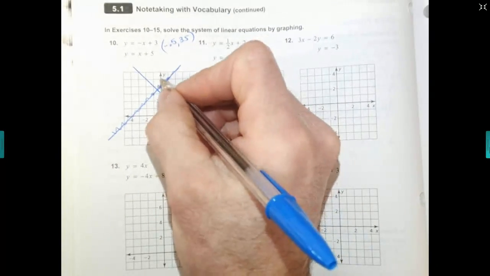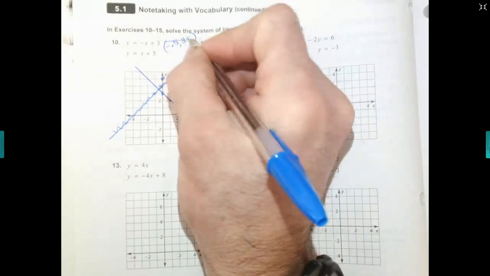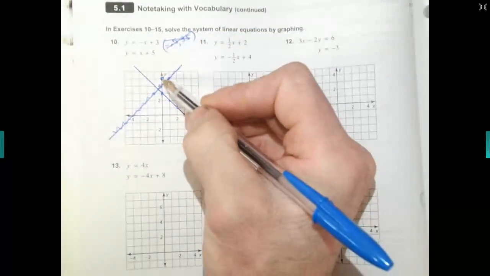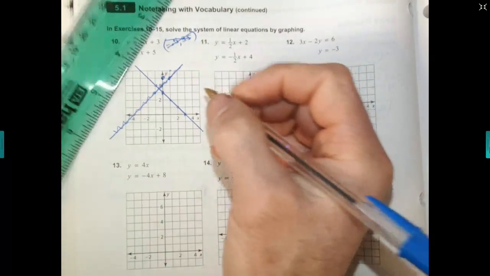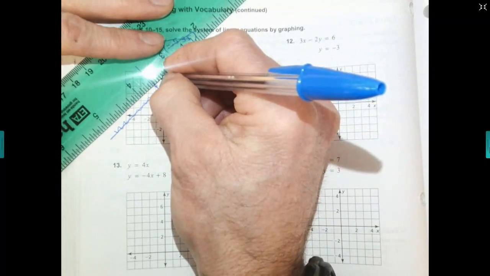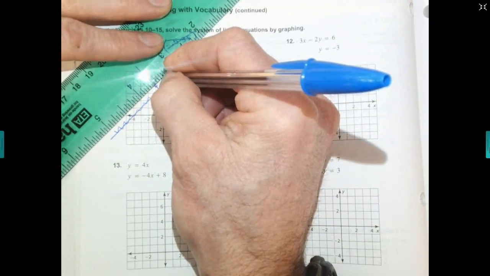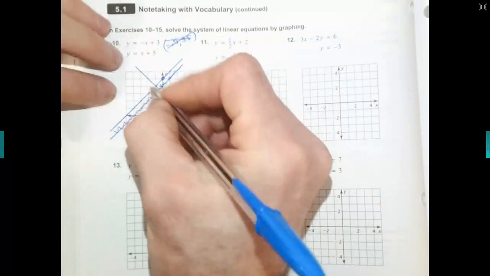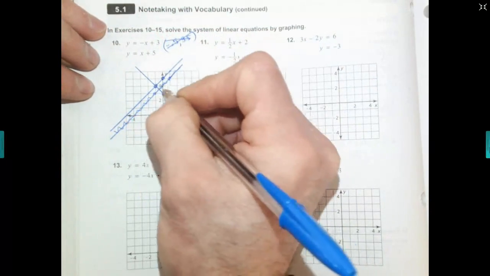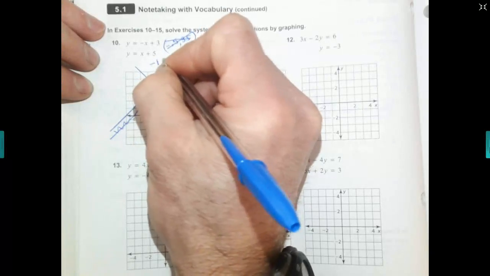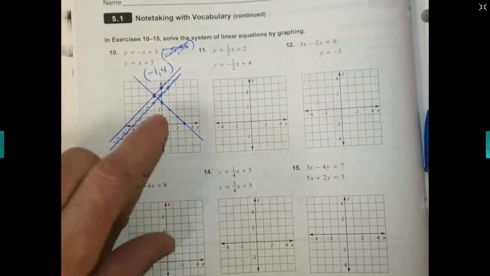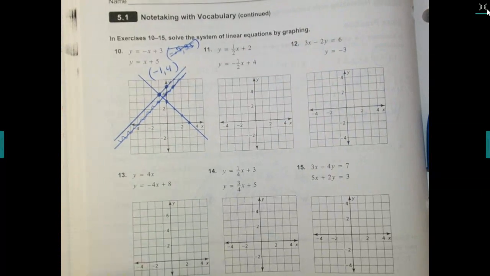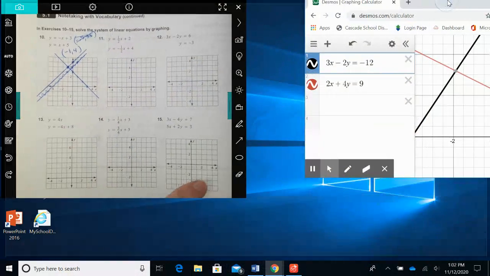X plus 5, so I have to start at 5 and then go up 1 over 1. Well, that changes things. So there's my point right there, which would be negative 1, 4. Let's check that in Desmos, and here's where you're going to start saving your Desmos calculators.